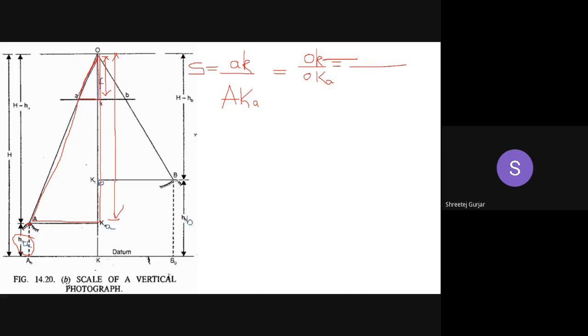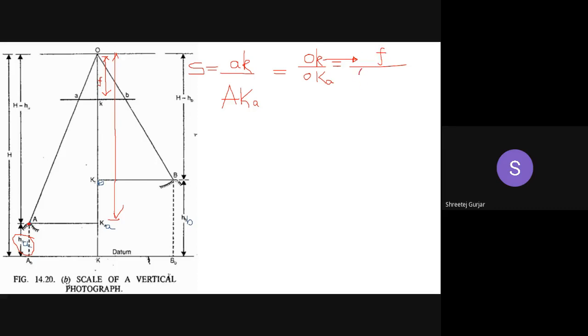So what is OK? O and small k. What is this? It is visible on the screen itself, clearly mentioned here. What is the term that we use for OK, small o and small k, this distance? F, sir. F, right? It is F.